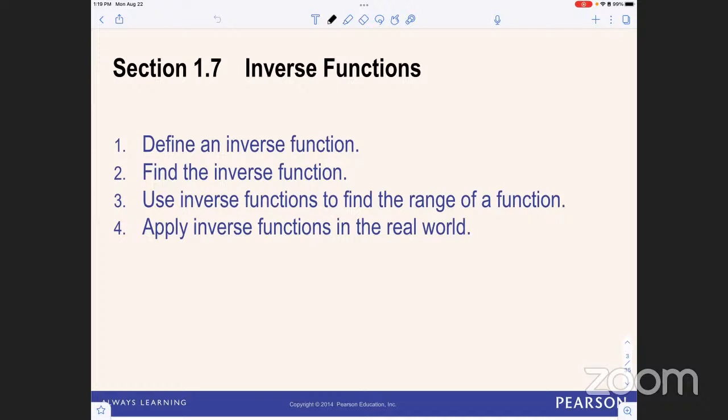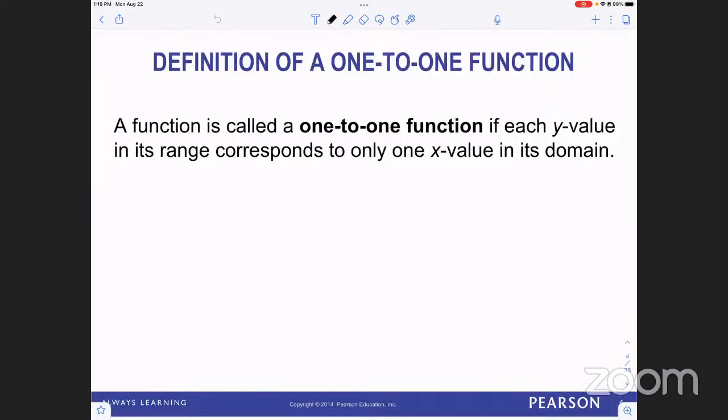So, inverse functions. Some objectives here: we like to define an inverse function, find the inverse function, use inverse functions to find the range of a function, and apply inverse functions in the real world. I did have a student in my earlier class who had questions about his quiz. We were able to pull it up successfully during class and get to the bottom of where we were going wrong with that question.